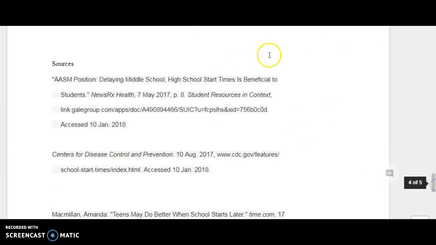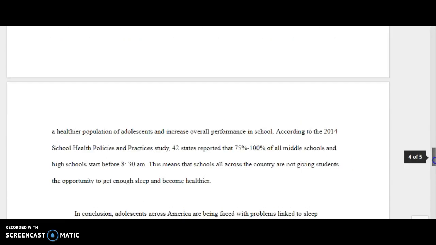Also, your sources need to be on their own page. And I'm not sure what's going on with the formatting here, if this is a Noodle Tools issue or what, but the highlighting that's happening here and the margins, clearly this needs to be fixed.